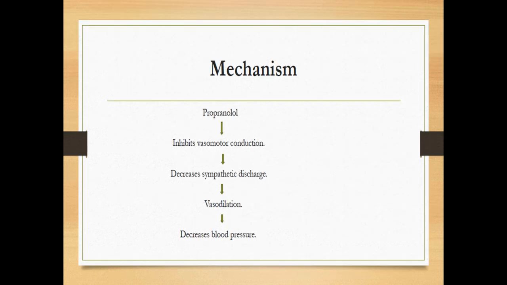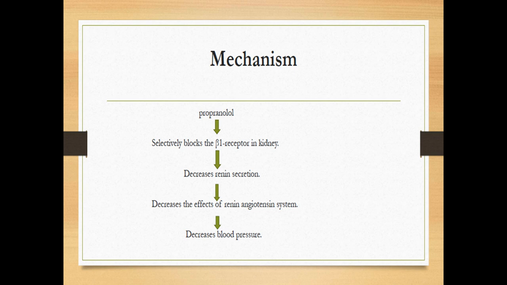Propranolol inhibits vasomotor conduction and decreases sympathetic discharge, which leads to vasodilation and decreased blood pressure. Propranolol blocks the beta 1 receptor in the kidney, decreasing renin secretion and the effect of the renin angiotensin system, and ultimately decreasing the blood pressure.